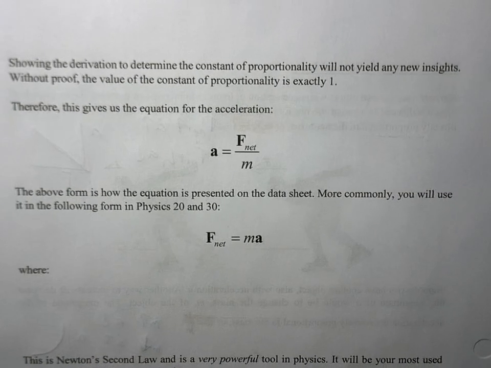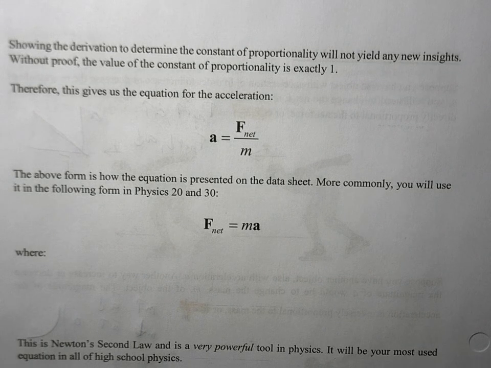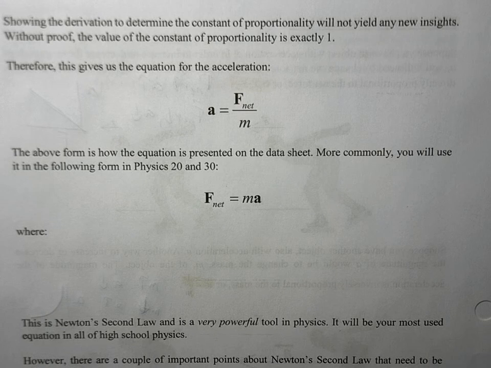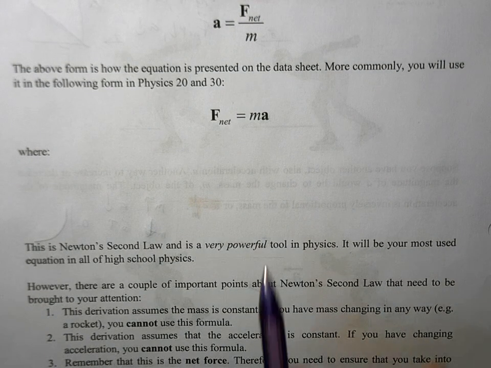Well, to cut to the chase, just because it's not overly important, without proof, we're going to find that that constant of proportionality is exactly 1. And if you don't understand why that is, don't worry. It's not actually a big deal for the purposes of Physics 20. What we're going to get is that the acceleration is equal to the net force divided by m. This is Newton's second law. This is how it's presented on the data sheet. What you're more likely going to see is F net equals ma. This is the more common form.